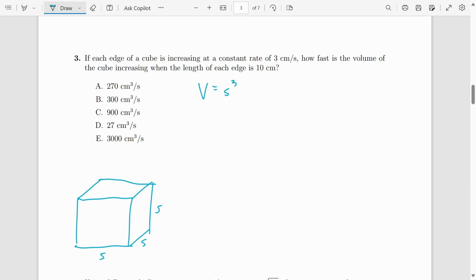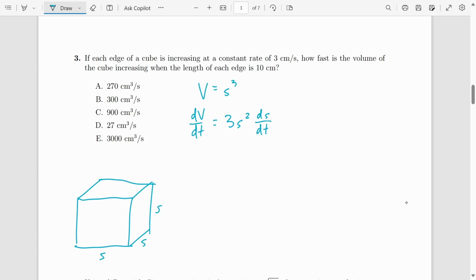Now our next step is taking its derivative. So derivative of V, that's just going to be dV over dt. And then the derivative of S cubed, if we do power rule, bring the 3 out front, it's going to be 3S squared, because we subtract 2 from the exponent, and then times dS over dt. Cool, so we have this formula now. Now we just need to plug in the information that it gives us.